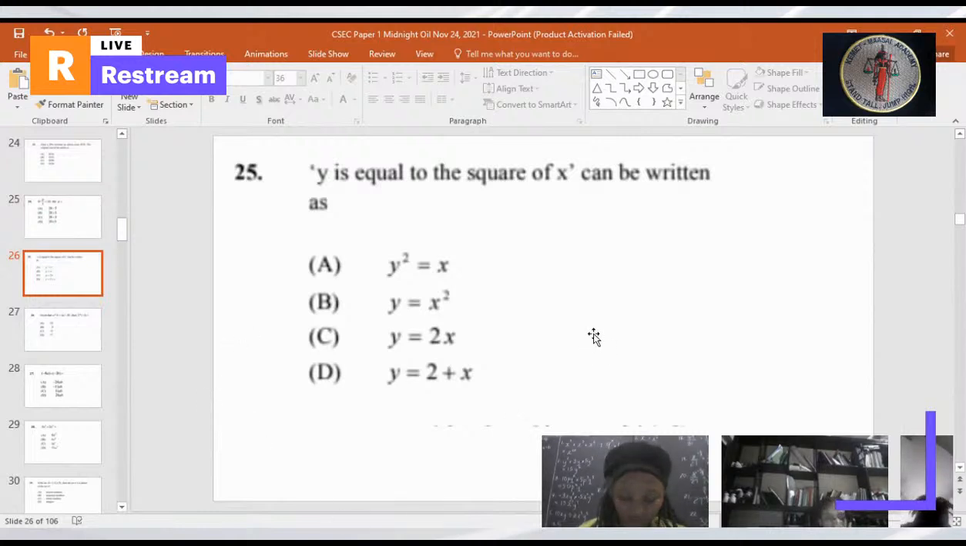All right, Dreshan, 25. Okay, miss. Y is equal to the square of x can be written as... Miss, would it be y equals x squared, the square of x? Yeah. Pretty straightforward, right?